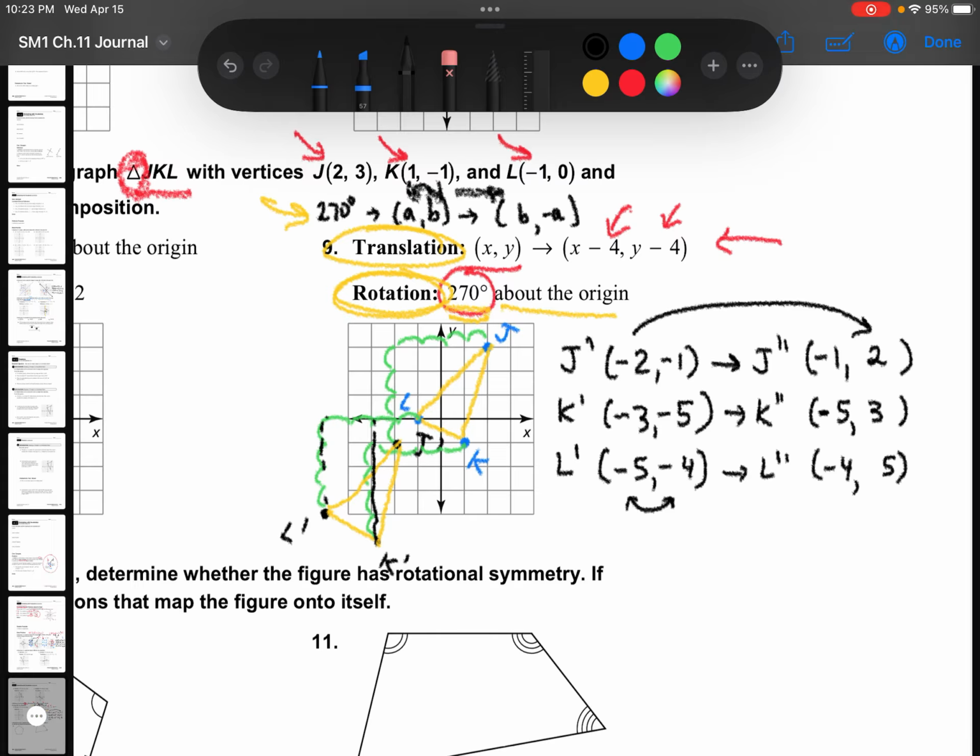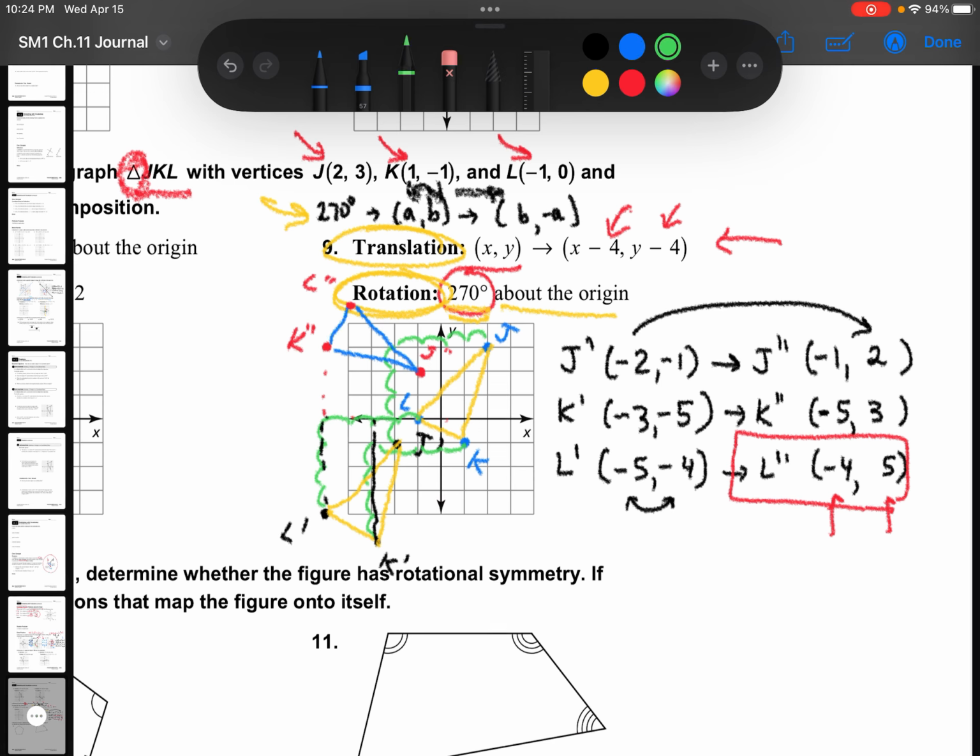Okay, now we have the coordinates. Let's plot those points using, I'm going to use red this time. So negative 1, 2. This is J prime. K is negative 5, 3. Negative 5, 1, 2, and 3 right here. K double prime, and finally L double prime is negative 4, 5. So you go back 4 and go up 5, somewhere over here, more or less. And then just connect. Let's do this in blue. And then you end up with a triangle that goes like this.